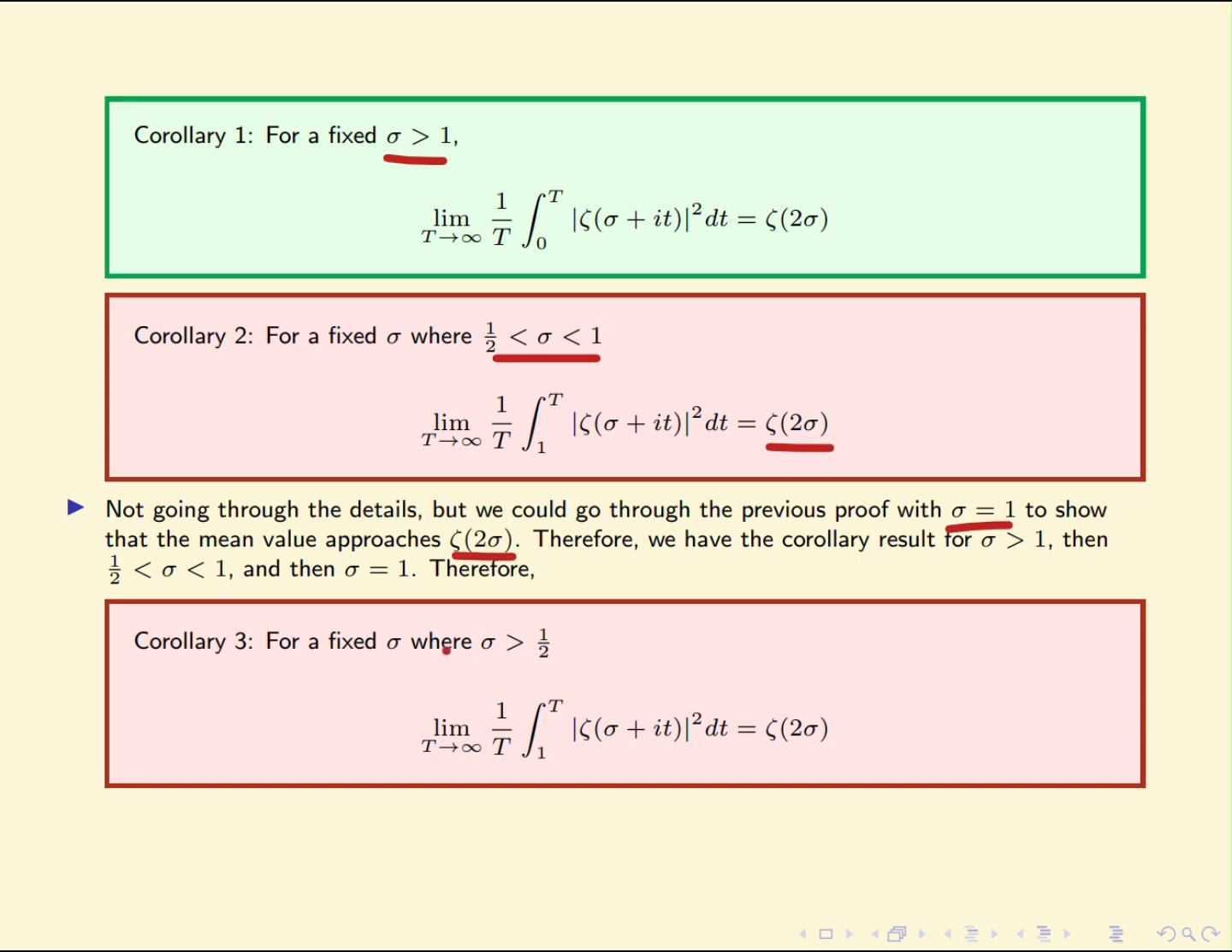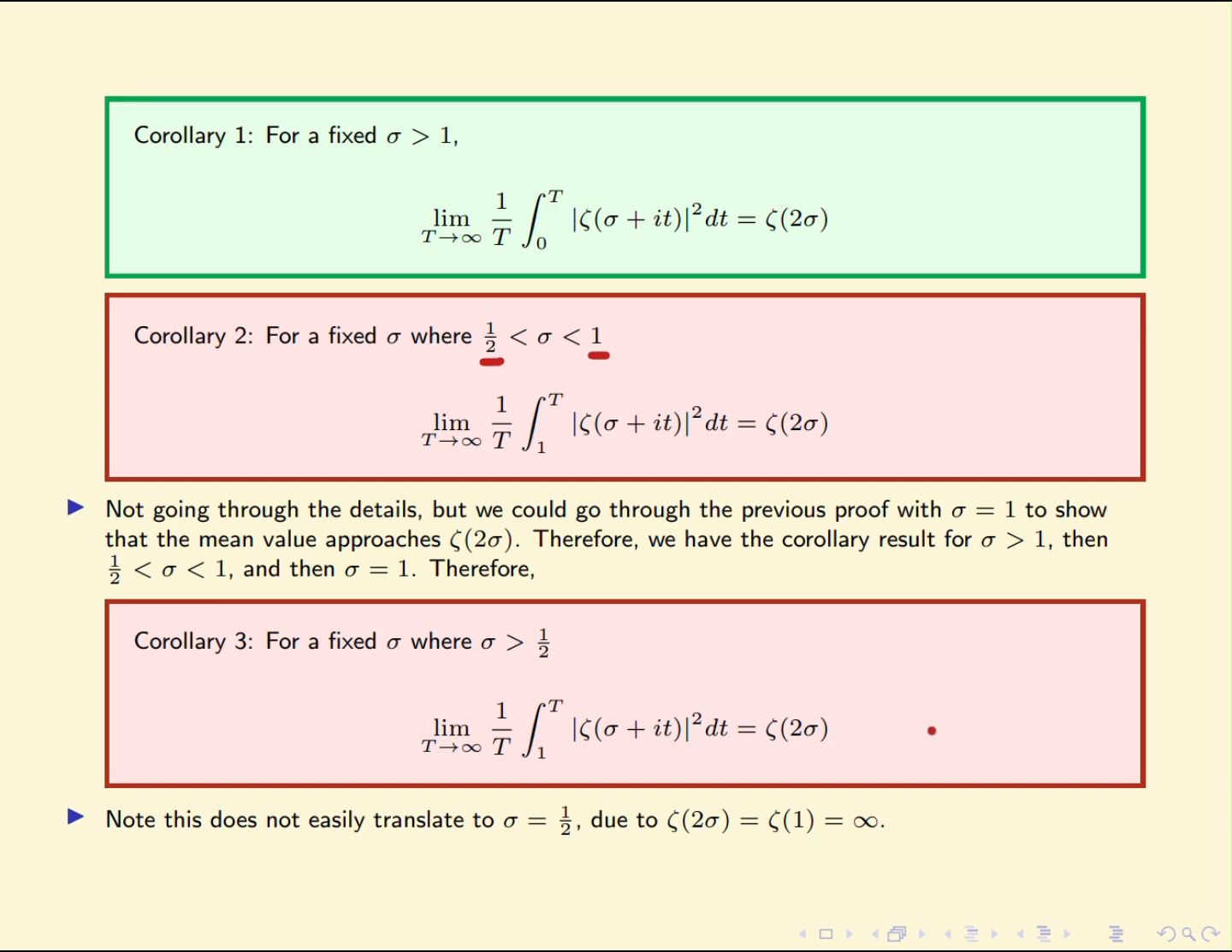So therefore, we get corollary 3, which is for a fixed sigma where sigma is greater than 1/2, then this thing is equal to zeta of 2 sigma. And I'm going to note that this does not easily translate to sigma equals 1/2. What we're trying to do is look at this endpoint, and I'm going to claim this is true for sigma equals 1. But if you try this process for 1/2, then you get zeta of 2 sigma, which is zeta of 1, but that's a singularity, so it's kind of infinite.